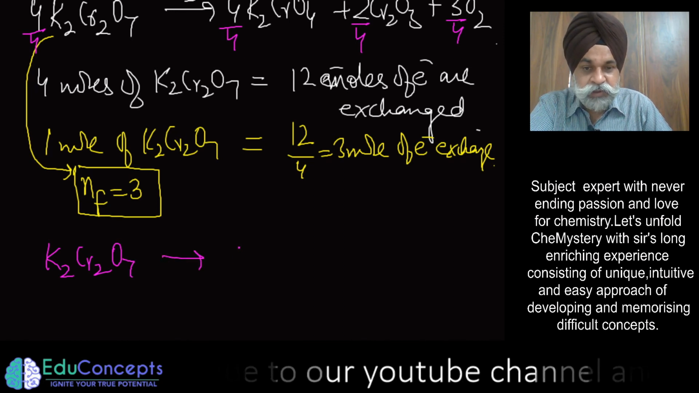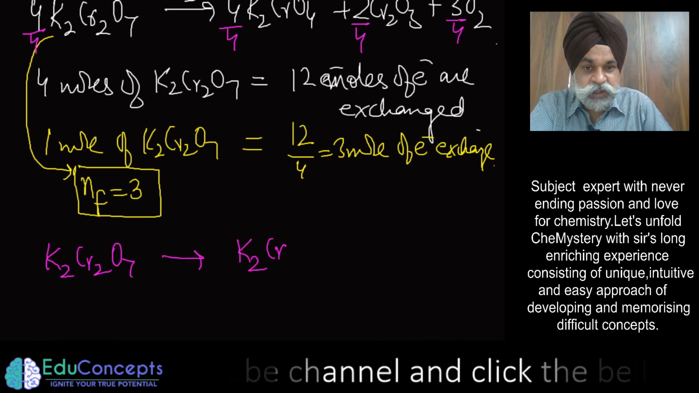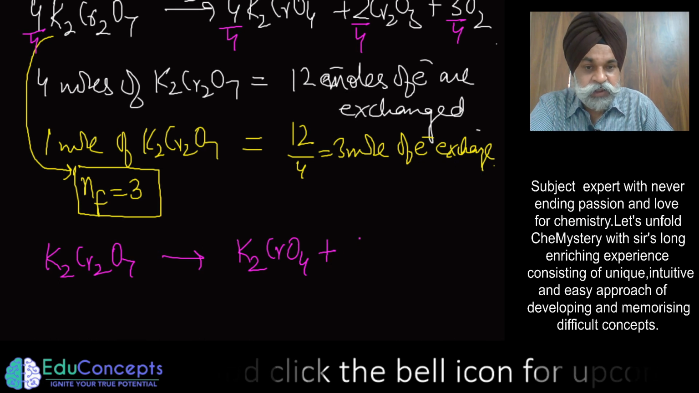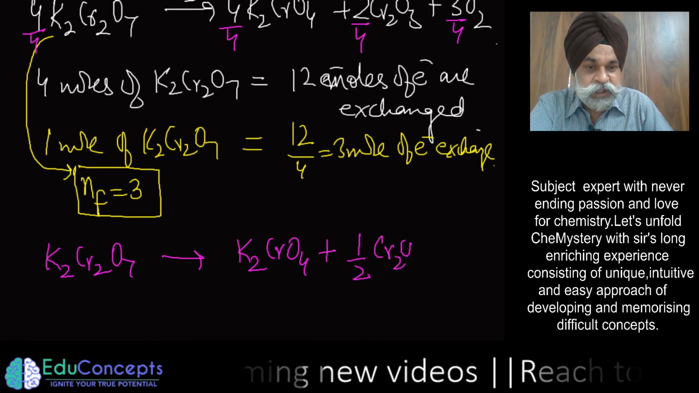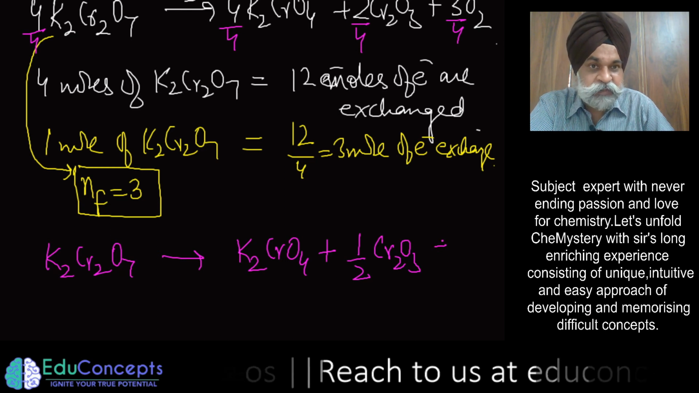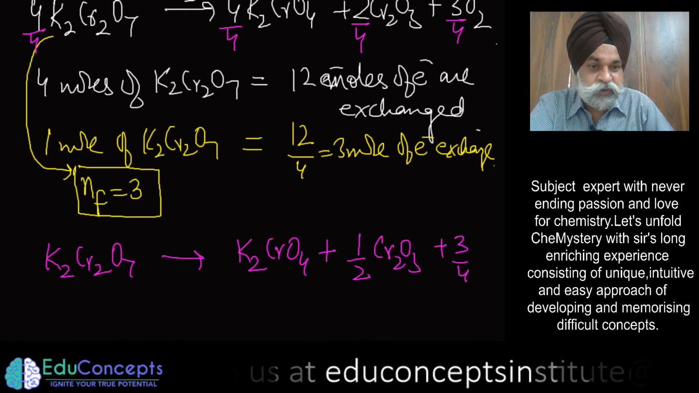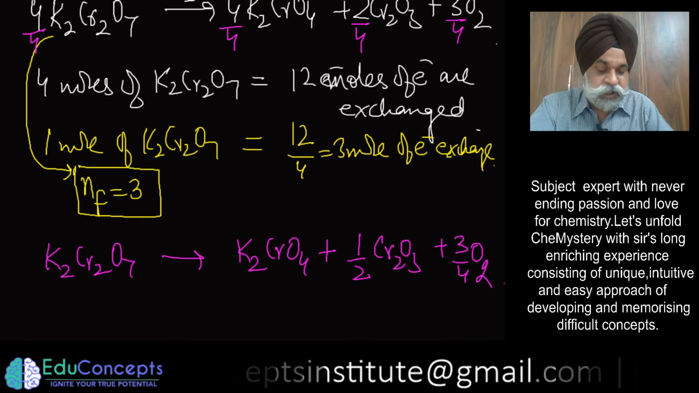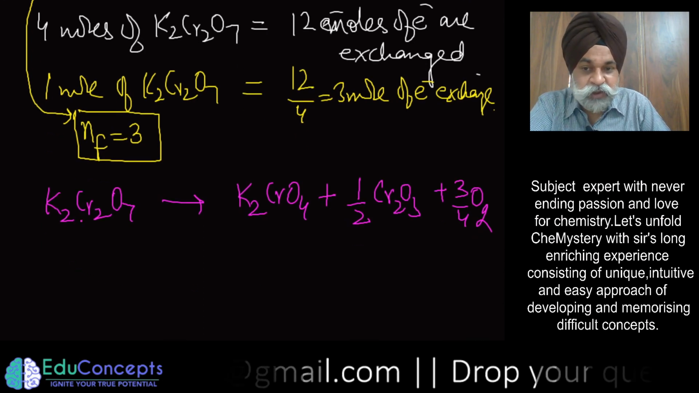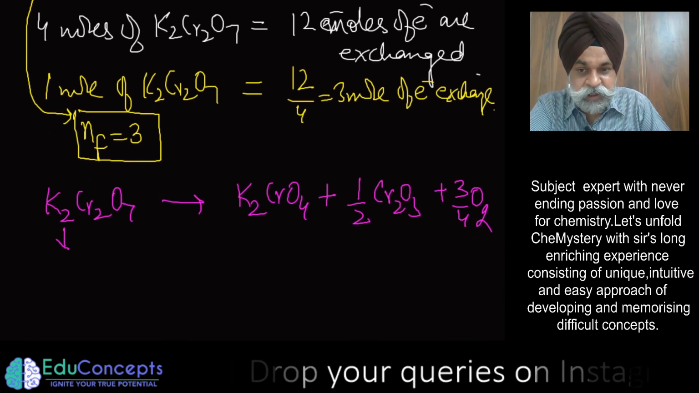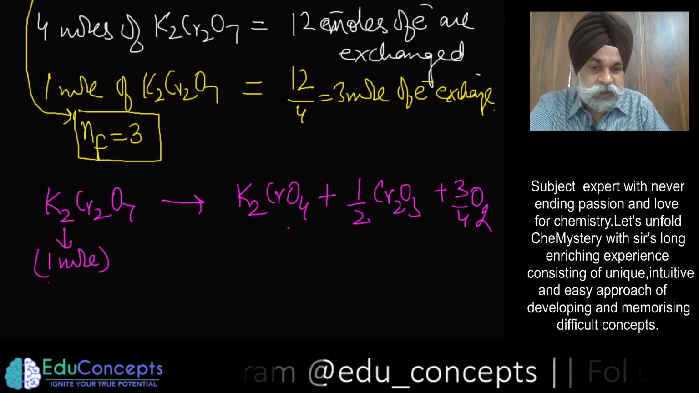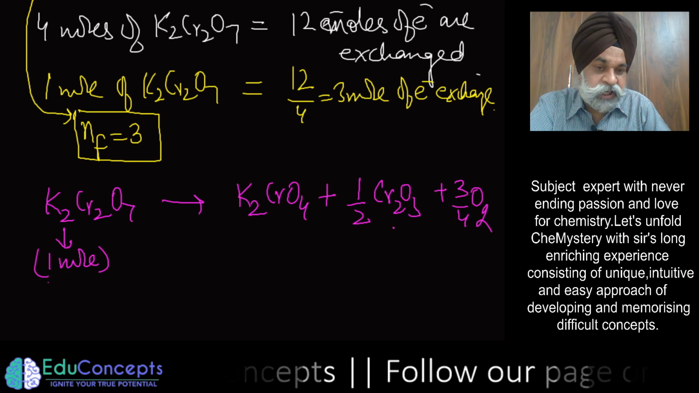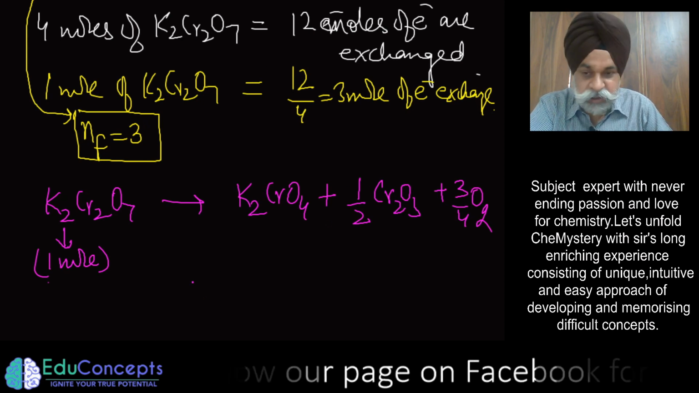So this is going to give K2CrO4 plus 1 by 2 Cr2O3, and for that matter 3 by 4 O2. Now simply you could see that I have taken 1 mole of this. So 1 mole of this gives me 1 mole of potassium chromate and half mole of this.